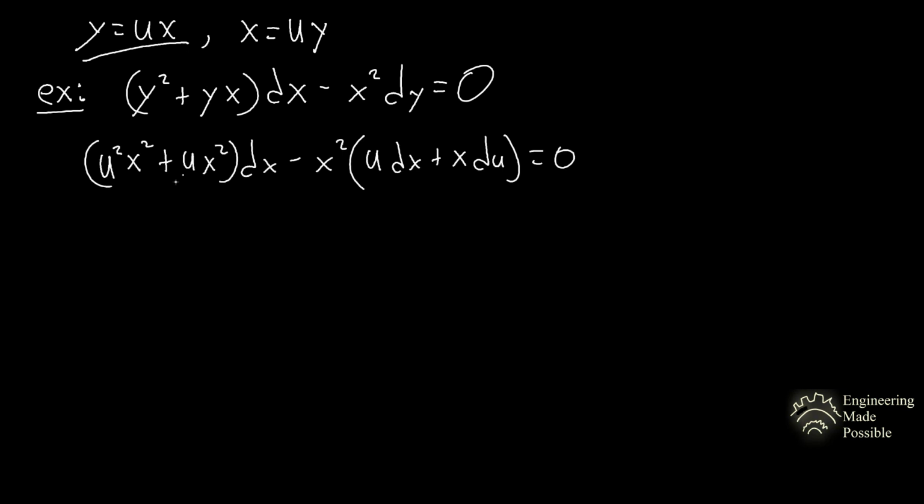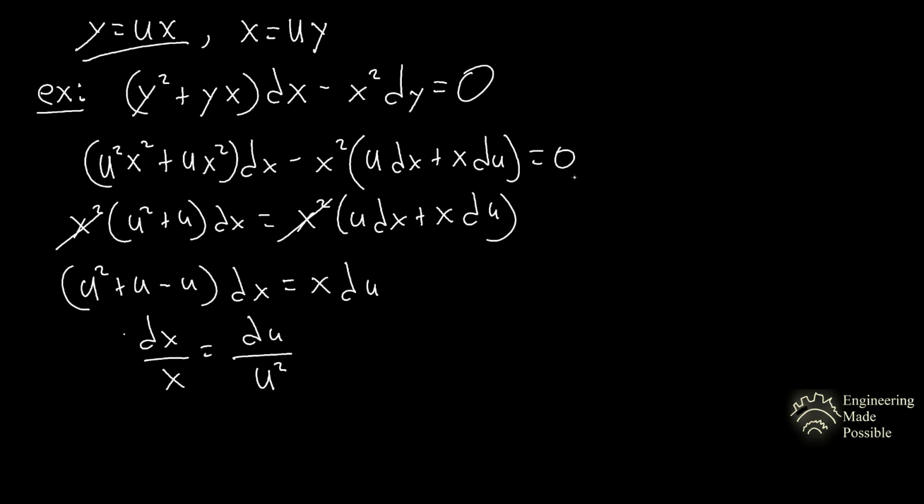So once we plug it in, it's equal to u squared x squared plus ux squared dx, take away x squared. Now remember, this is the derivative of y, so we'll be applying the product rule here. So you get u dx plus x du. Now let's go ahead and simplify this further. So after doing some simplification, moving some things around, after some algebra, at the end of the day you're left with dx over x is equal to du over u squared.